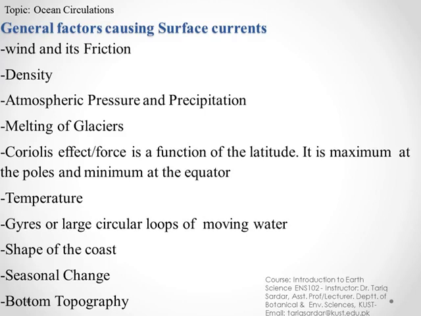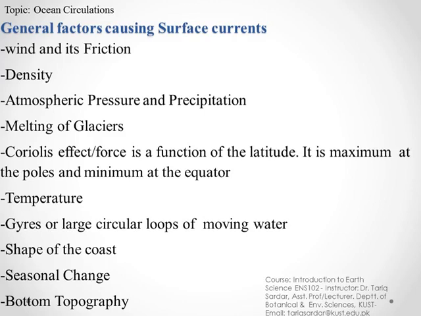One factor we study here is the Coriolis effect. It's also called the Coriolis force. It's a function of the latitude. Like the east-west factor, the east-west parallels, they are also a cause behind these kinds of surface currents. It's maximum at the poles. If you go to the polar area, going parallel-wise, the Coriolis effect, which causes the surface current or circulation, will be maximum, and it will be minimum at the equator, right in the middle of the equator.